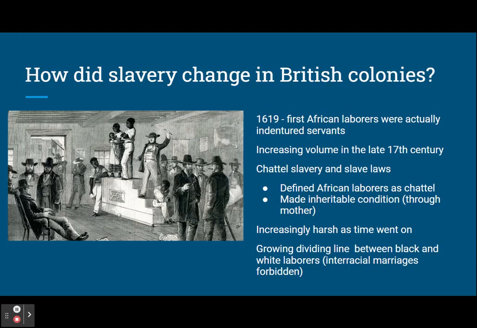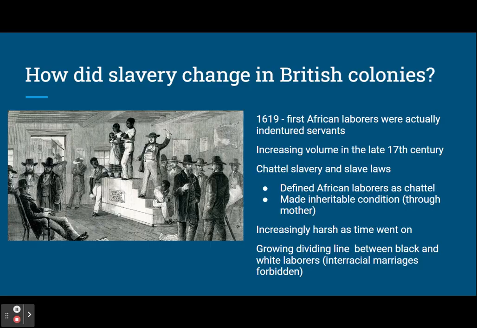And this is where we really see, as we turn to slavery as the primary form of labor in these especially southern colonies, the development of chattel slavery, in which slaves were literally treated as goods, as cattle, not as people. Okay, so we're going to see the development of them as defined as goods and property, not in any way people, and the development of slave laws as well. This chattel slavery, as we said, defined African laborers as chattel, as goods, and it also made the condition of slavery inheritable through the mother, as in if your mother was a slave, the child was born a slave.